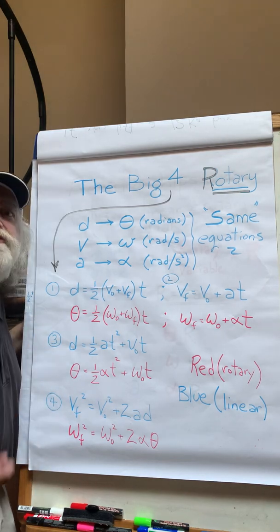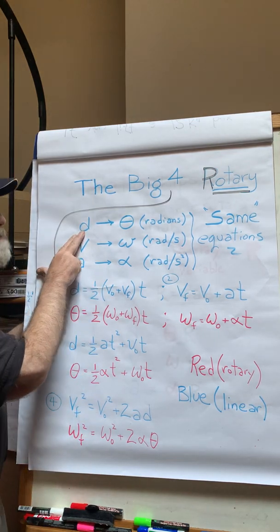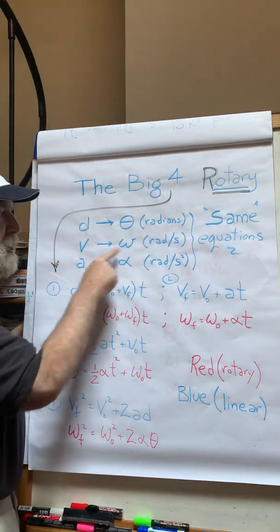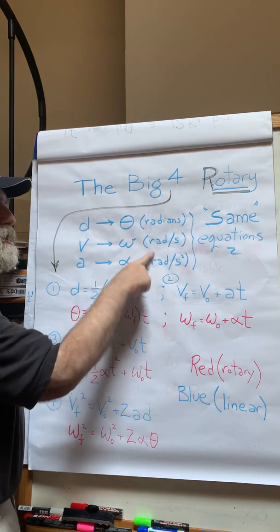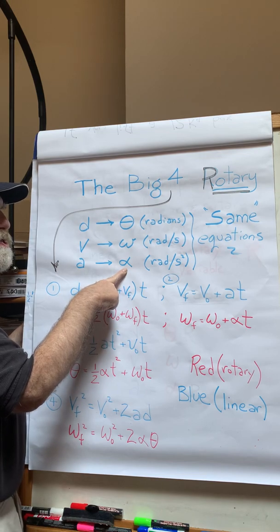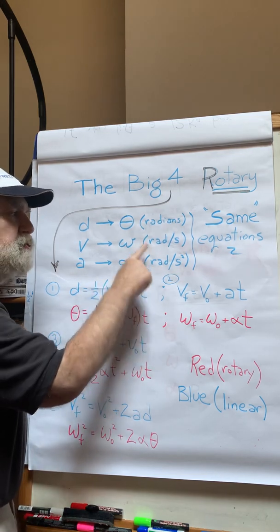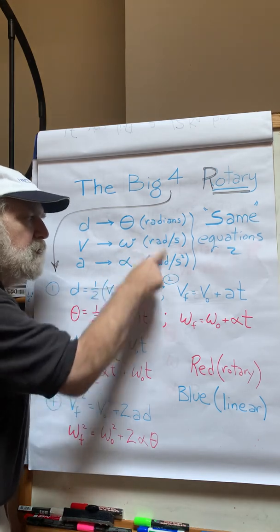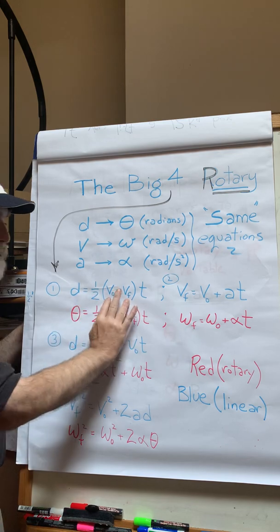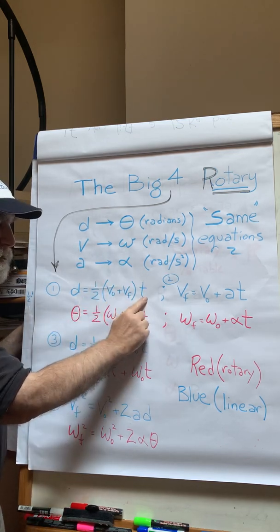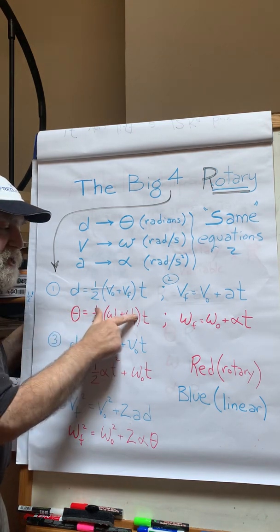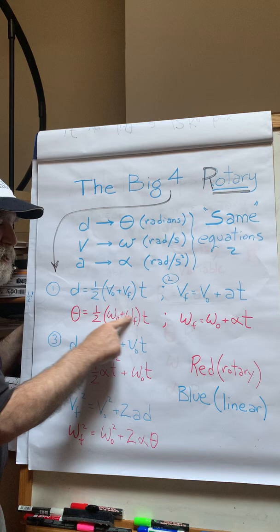Same equations, different variables. So instead of using d for distance, I use theta, which is an angle, in radians. Instead of velocity, I use angular velocity in radians per second. And instead of acceleration, I use alpha, which is the rotational acceleration in radians per second squared as it speeds up. So instead of d equals 1/2 the average velocity times time, theta, the angular displacement, is the average angular velocity times time.